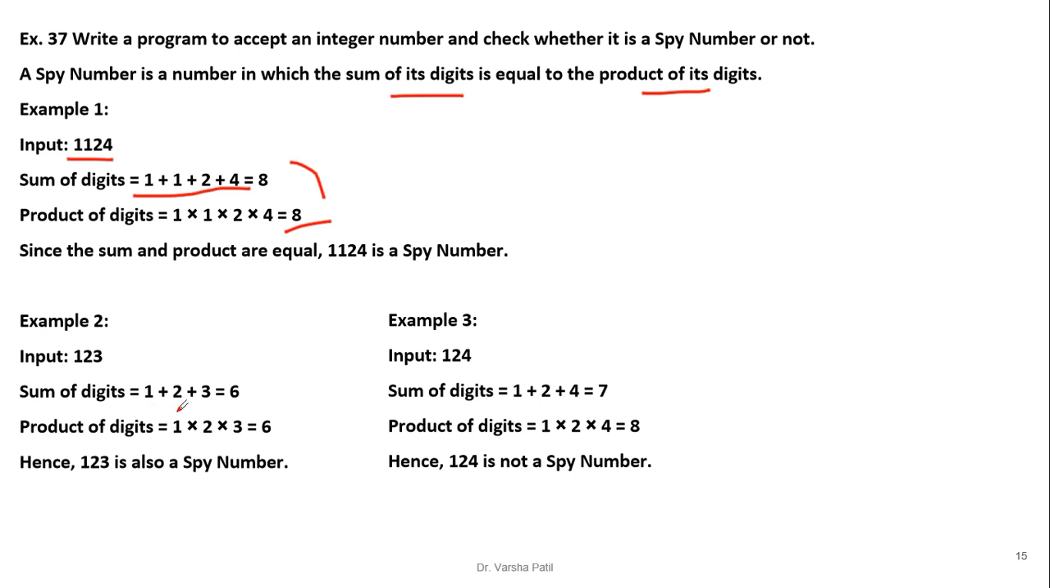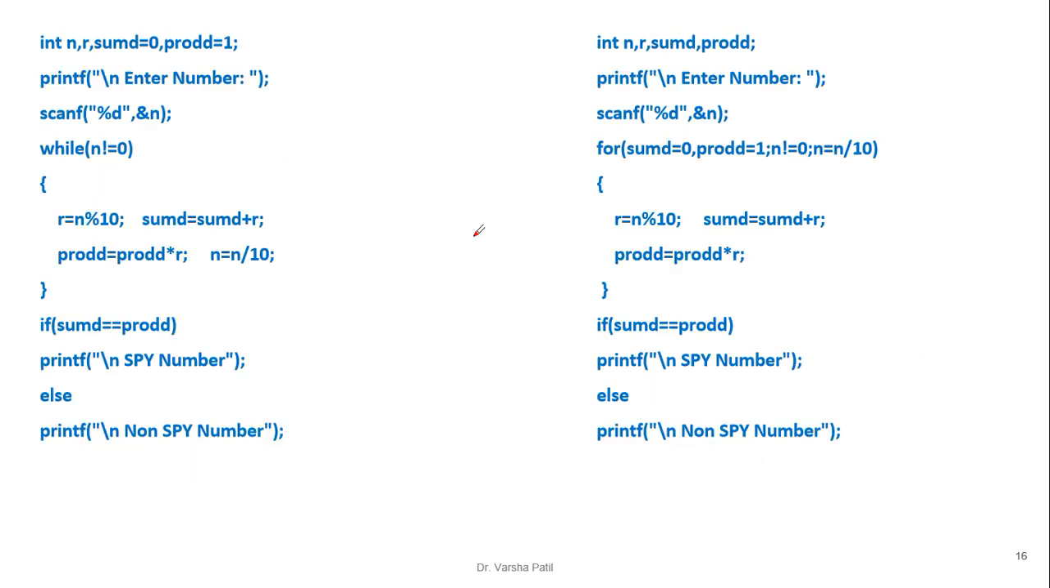123: 1 plus 2 plus 3 is 6, and 1 into 2 into 3 is 6. This is again a pi number. So we need to take the sum of the digits. When we do the sum of the digits, the variable is initialized to 0. When we take the product of the digits, that variable is initialized to 1. And after the loop we have to check. So this is the program.